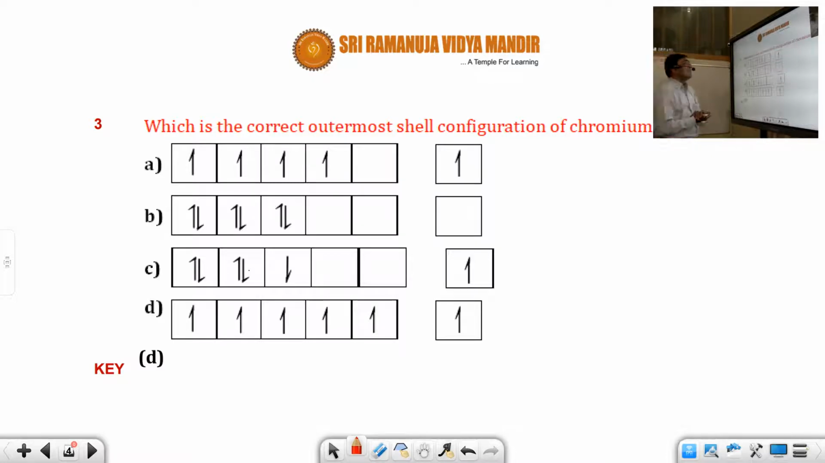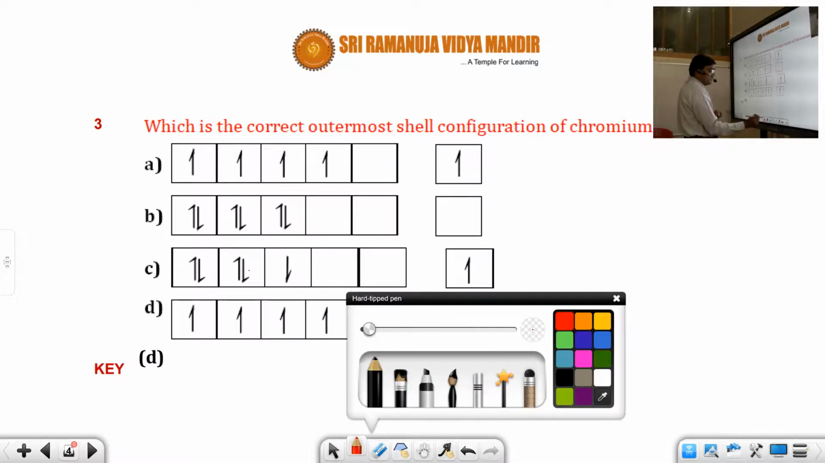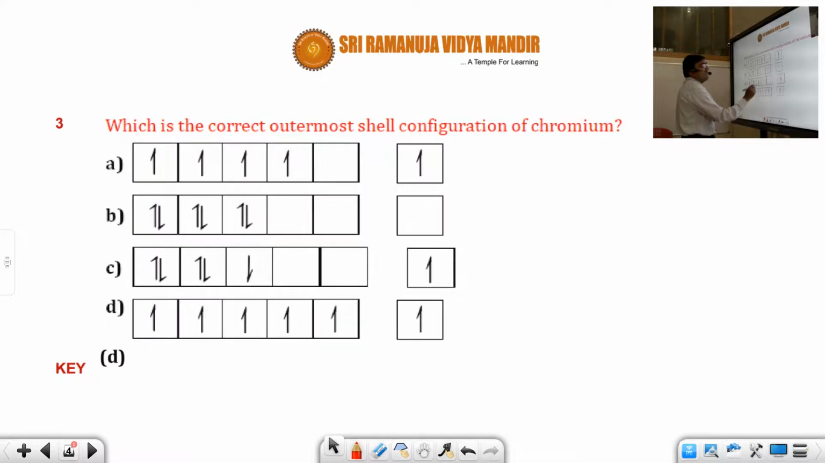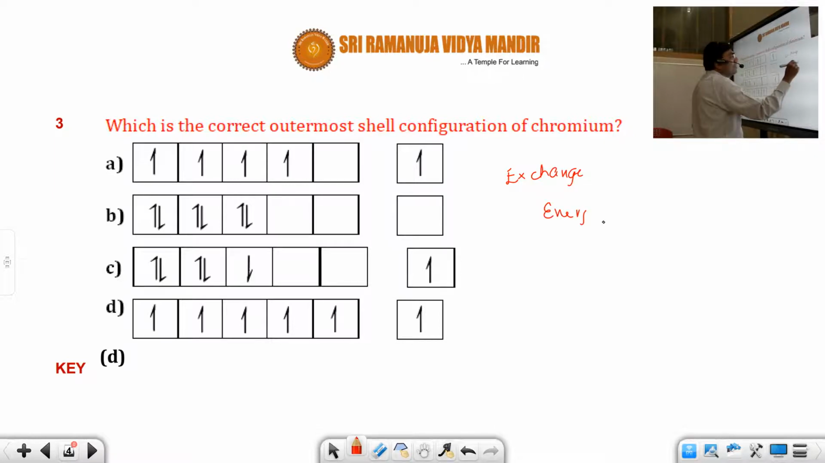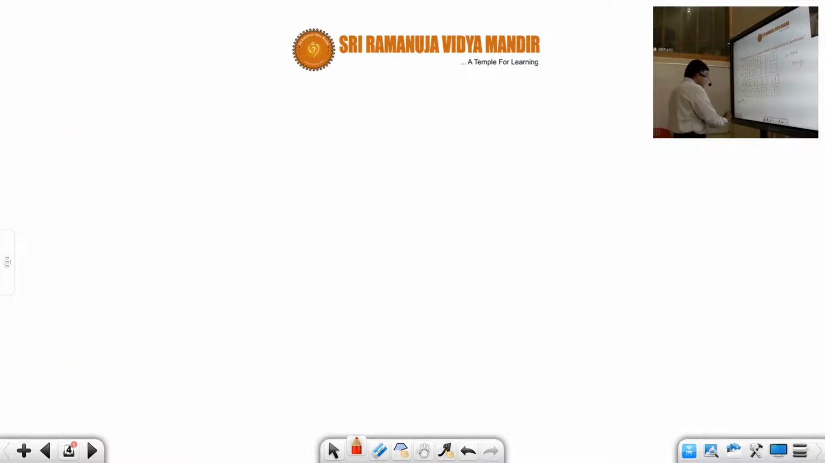Now have a look. Which is the correct outermost shell configuration of chromium? Chromium, you know very well, students, is an exception. Why there is an exception, today I am going to discuss. The concept is called exchange energy. What is this exchange energy concept? I am going to take you to the next slide.